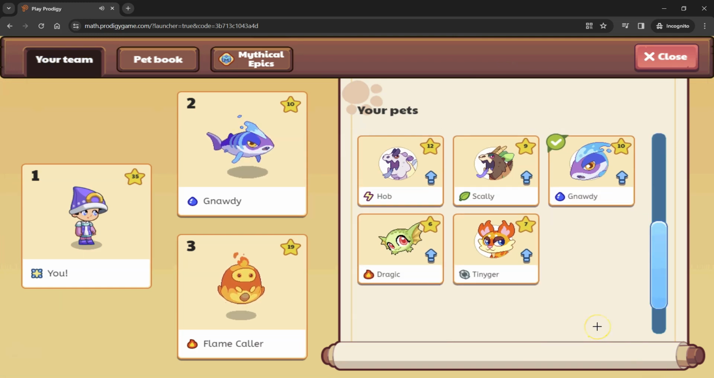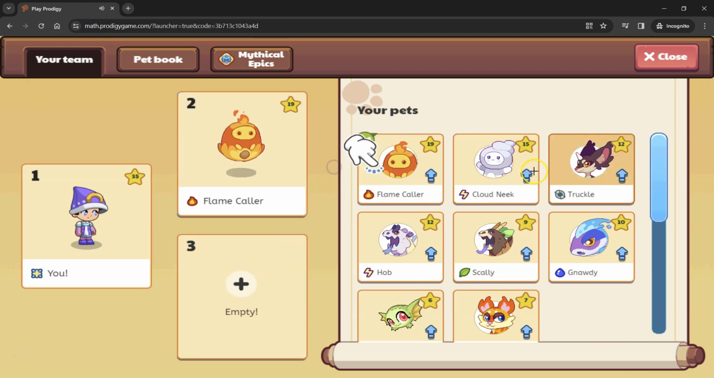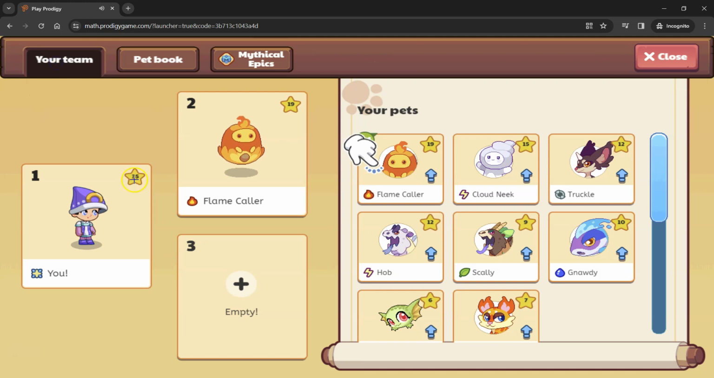Do we have anything? We have no snow. Alright, so I guess, you know what, Naughty? We're gonna remove you and put in, you know what, let's put in Truckle. I'm thinking let's put in Truckle.